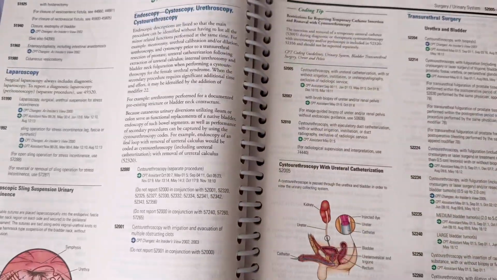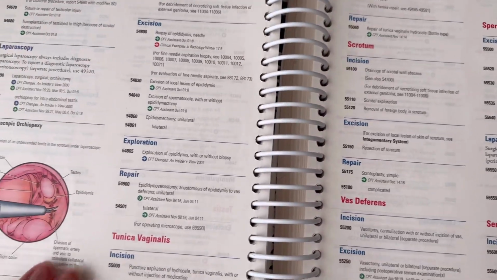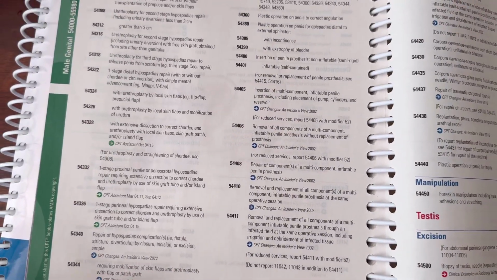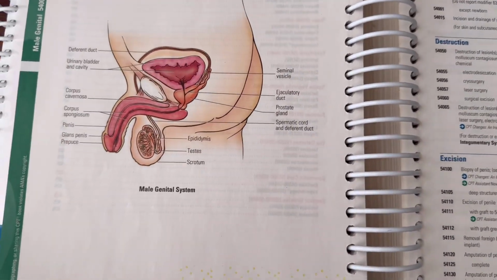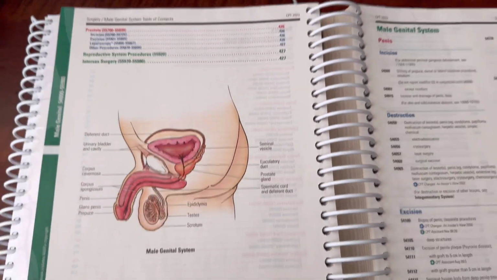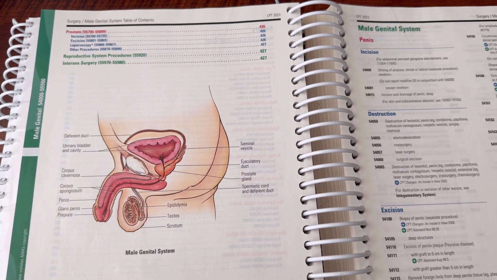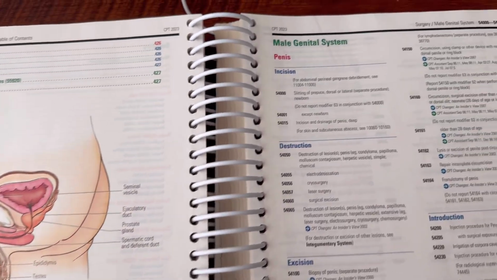Whenever you're practicing coding, it's good to think, okay, where in this book would this be? What part of the body are we going to be doing a procedure or surgery on? It's very, very helpful because this book can be kind of confusing. You feel like you have so much information being thrown at you, but if you just think about it, we're doing a circumcision, so we would want to be in the male genital system.